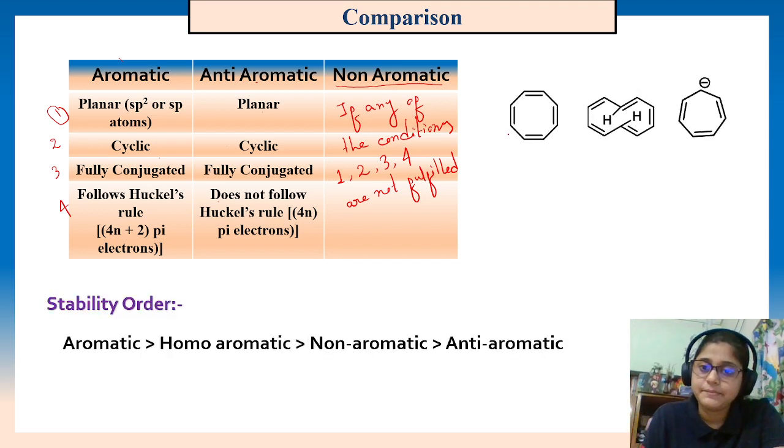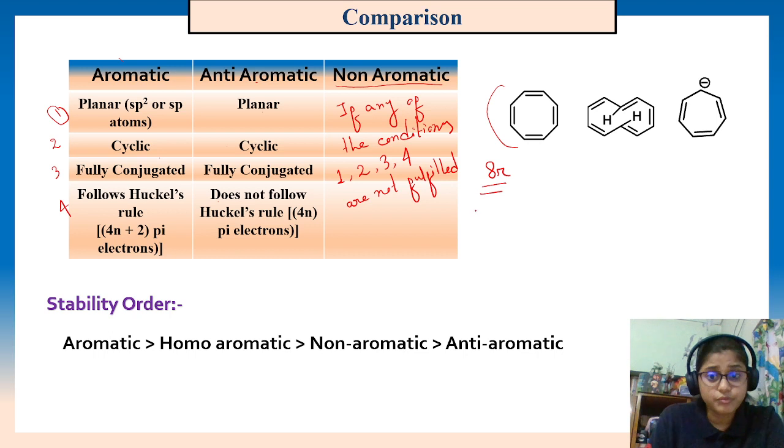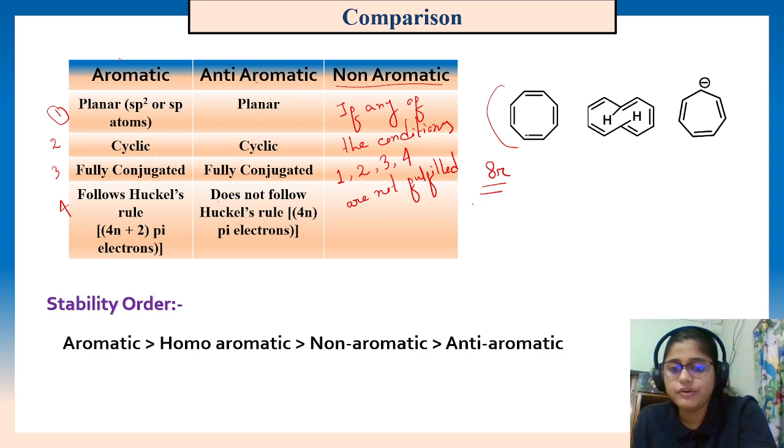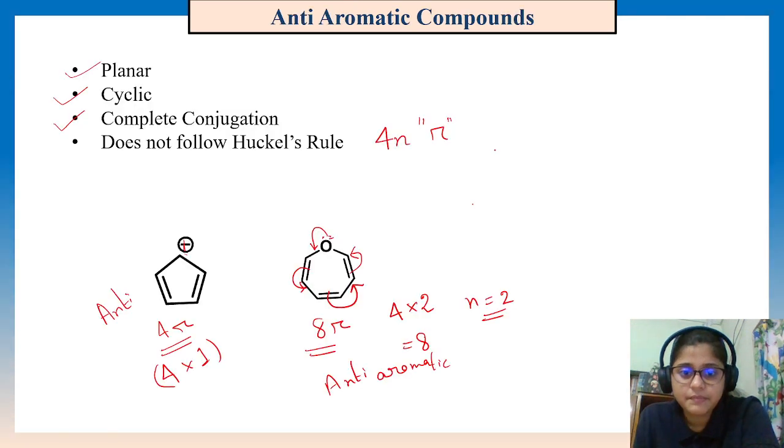Examples are here. Okay, so how many pi electrons does it have? Let's count: 1, 2, 3, 4, 5, 6, 7, 8. 8 pi electrons. So it should be anti-aromatic, right? I have also shown you one example here.